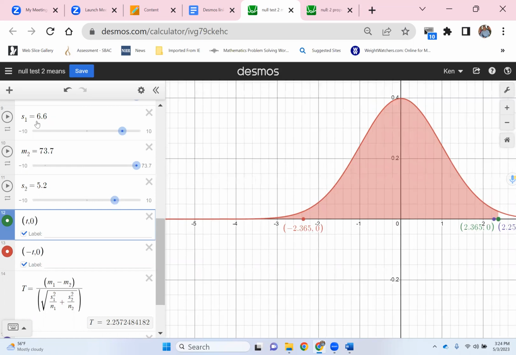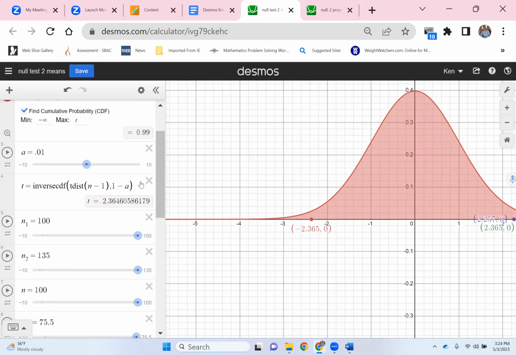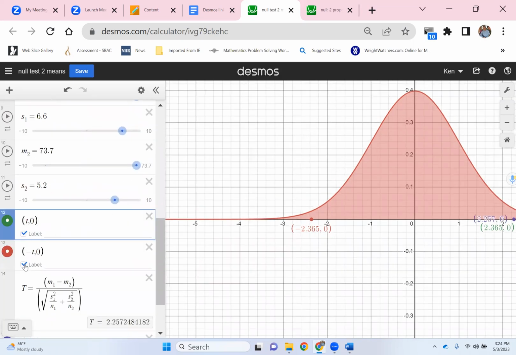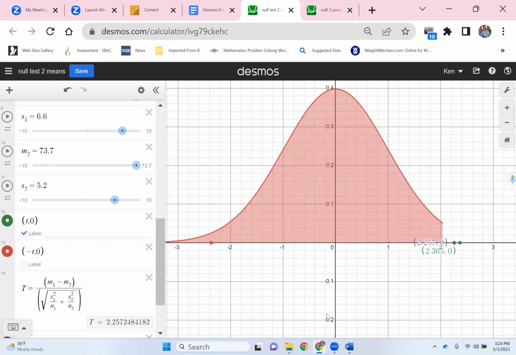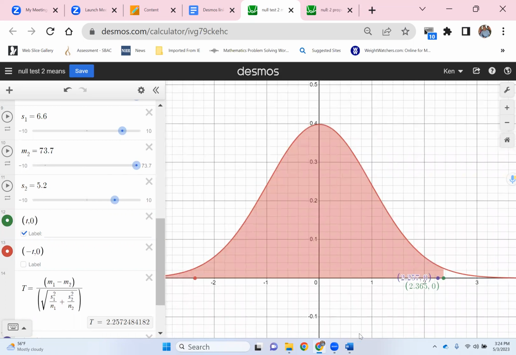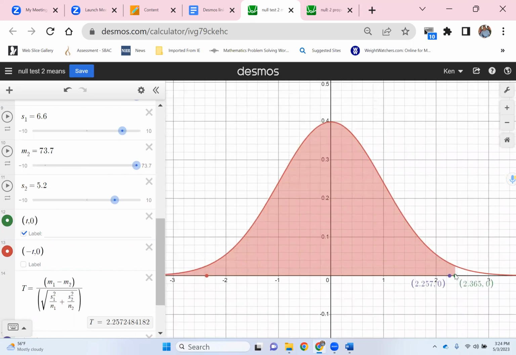Okay, so our critical value, we don't really need this point here, so I'm going to take it out. I don't like it. Now, our test statistic is 2.257, and our critical value is 2.365. So let's bring this over here so we can see it better, so the color of the dots match up. So there we go. I like that way better.